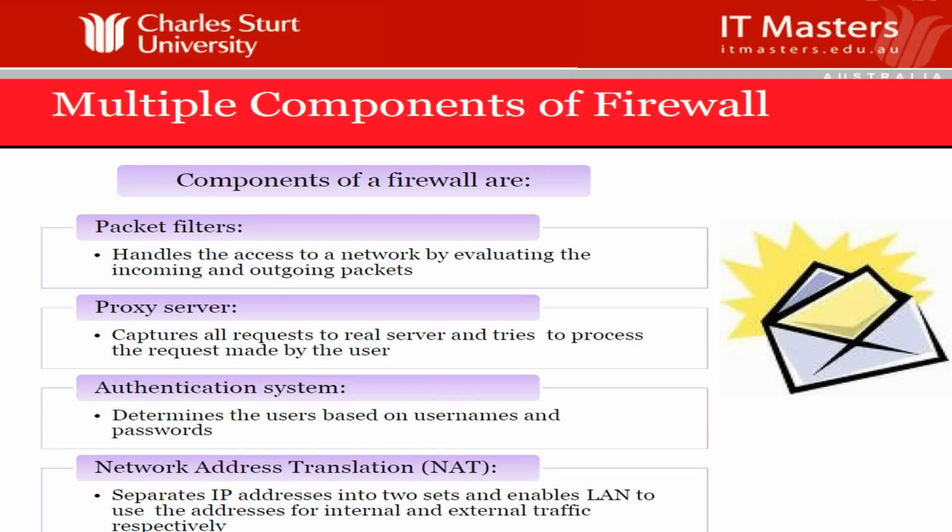It will basically determine, based on the username and password, whether the user is coming from the domain controller or from someone else. It will do the NAT, network address translation. Basically, from outside, you're going to look like you have one IP address. From inside, you're still going to have your own IP addresses. So it has different components.